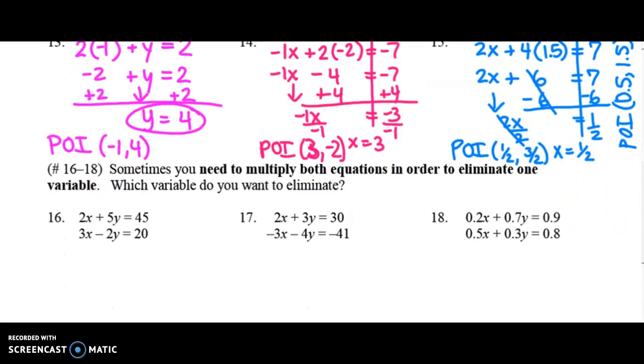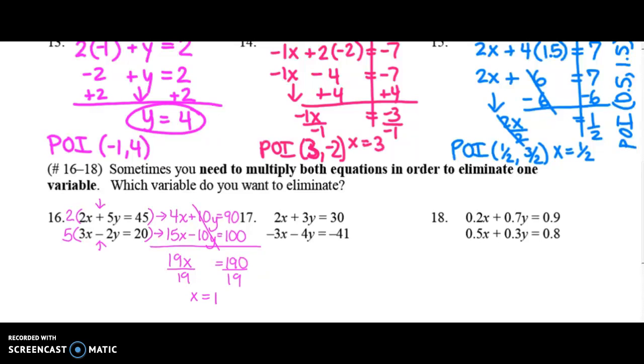Alright, 16 through 18. Sometimes you need to multiply both equations in order to eliminate one variable. Again, I'm looking for signs that are different to make it most efficient. I don't want to necessarily multiply by a negative if I don't have to. So I notice that the 5y and the 2y, one has a positive, one has a negative. So I'm just going to flip-flop the numbers, multiplying the top equation by 2, multiplying the bottom equation by 5, and it becomes 4x plus 10y equals 90, and 15x minus 10y equals 100. When I combine the equations, I get 19x equals 190, divide both sides by 19, and x equals 10.